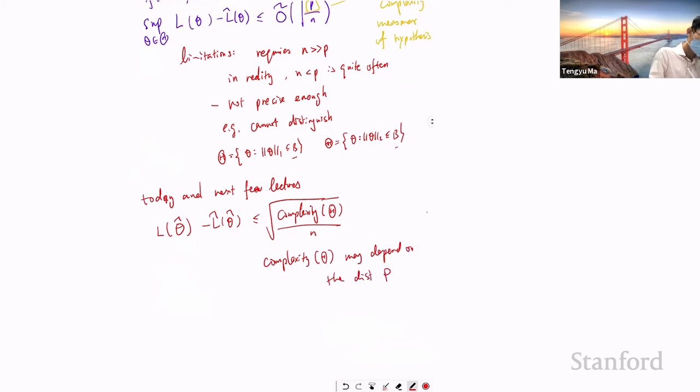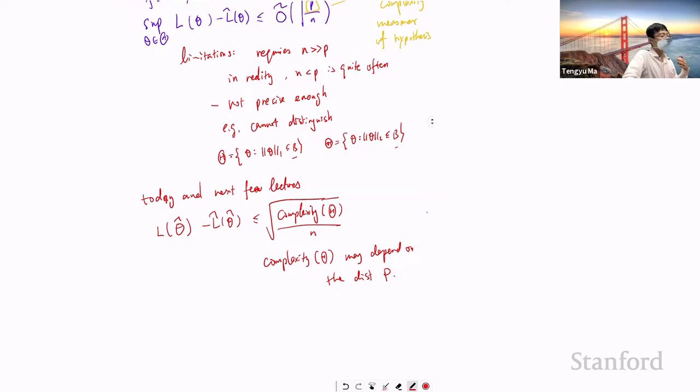Distribution P, right? P is the distribution of your data. So maybe for some distribution P, your complexity is smaller. For some other distribution P, your complexity is higher. And we are trying to capture the intrinsic difficulty of the learning problem. But of course, this is somewhat subjective because it depends a little bit on what you believe is happening in real life, right?